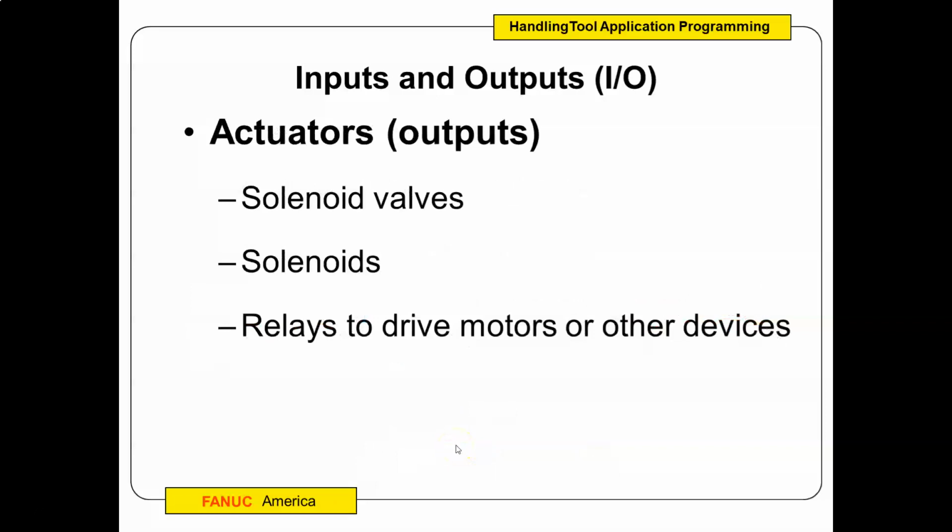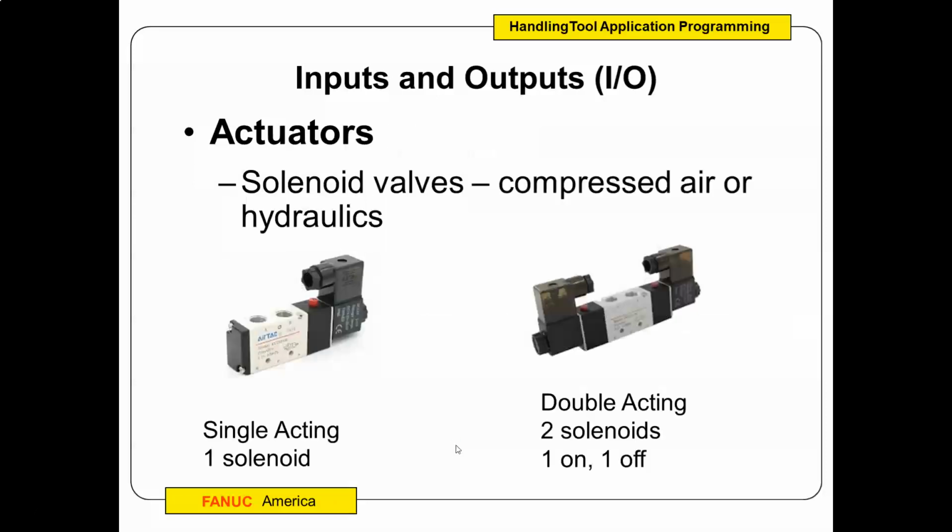Actuators or outputs, these are things that the robot's turning on. Solenoid valves, actually more mechanical solenoids, relays to drive other equipment or drives are some of the common ones. So again, these are outputs. Solenoid valves are usually controlling either compressed air or hydraulic, which is oil under pressure.